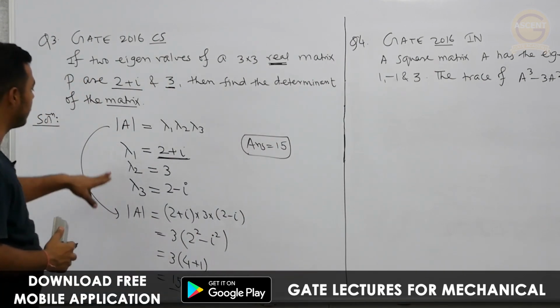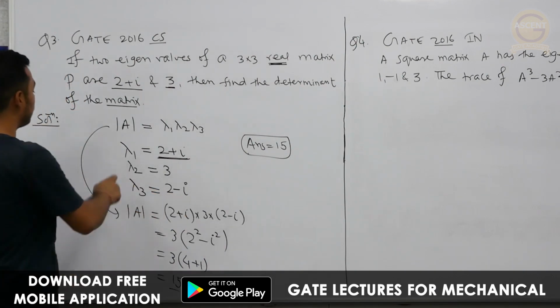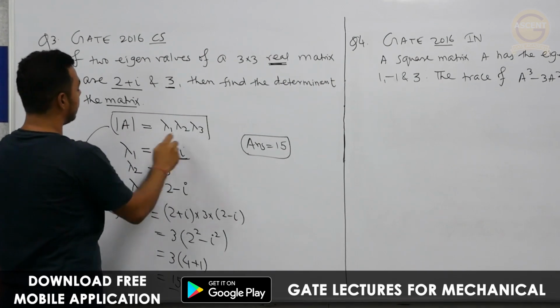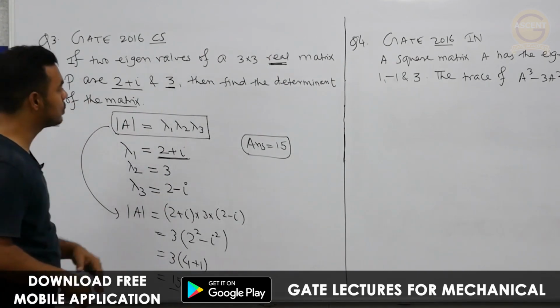So this was a very simple problem. You had to know how to find the third eigenvalue, and you had to know this property that determinant is nothing but the product of eigenvalues. So this was our third problem based on eigenvalues.